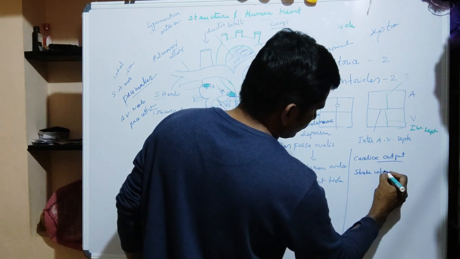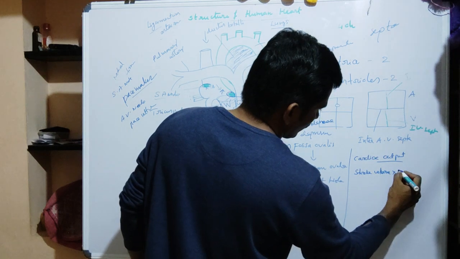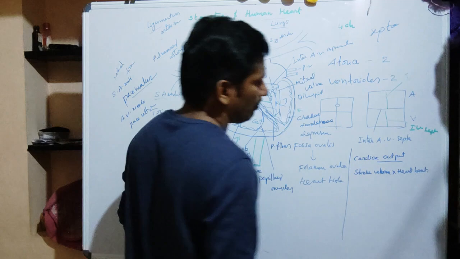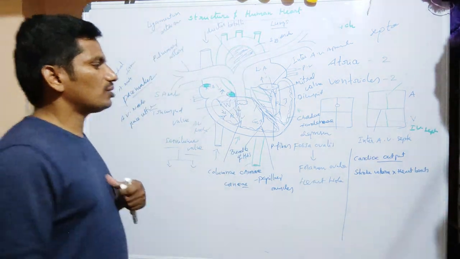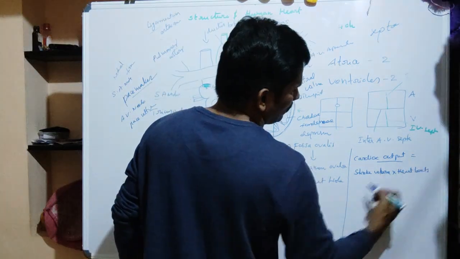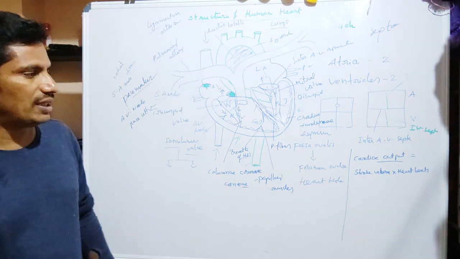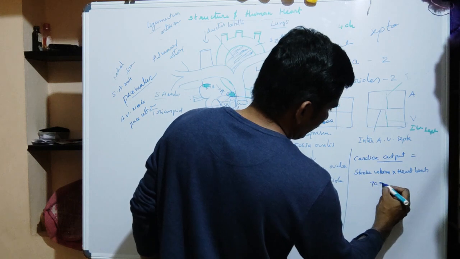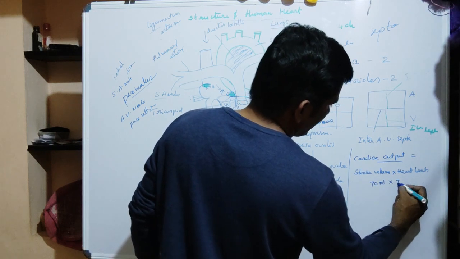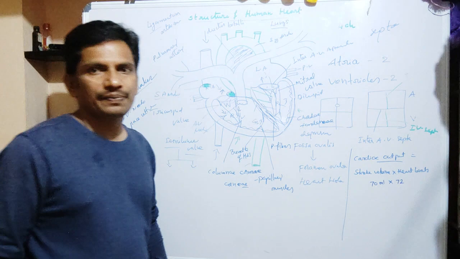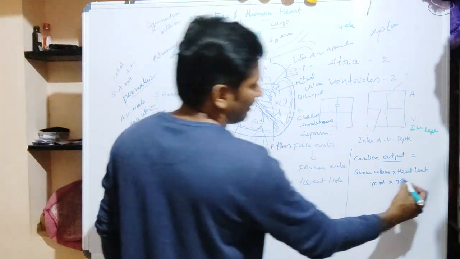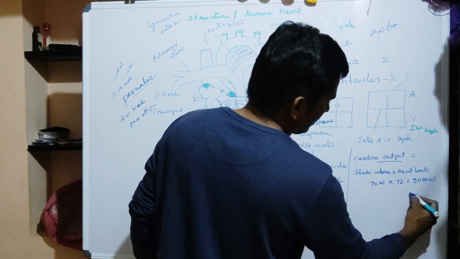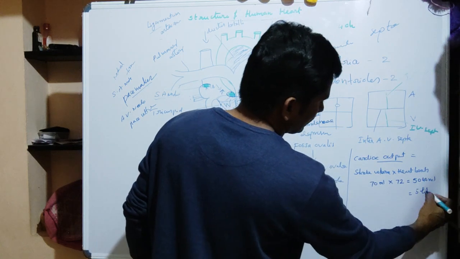Cardiac output is equal to stroke volume into number of heartbeats. Stroke volume is 70 ml, and the heartbeat is 72 times per minute. Together it gives 5040 ml, which is nearly 5 liters.